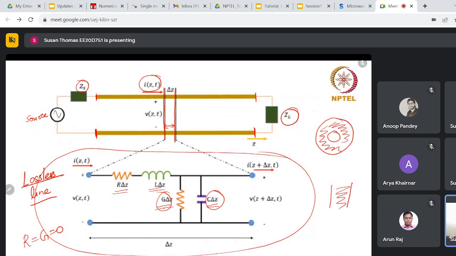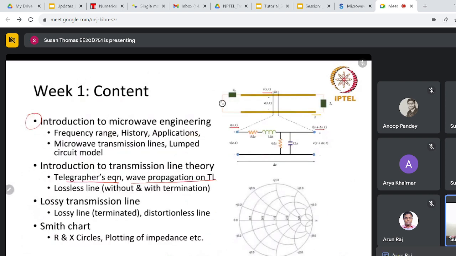So in a lossy transmission line, you will have losses, that is R and G are present. You might also have come across something called a distortionless line. I hope you remember the condition for a distortionless line. Just to give an idea, in a distortionless line, R by L is equal to G by C. So whichever line follows this condition is called a distortionless line.